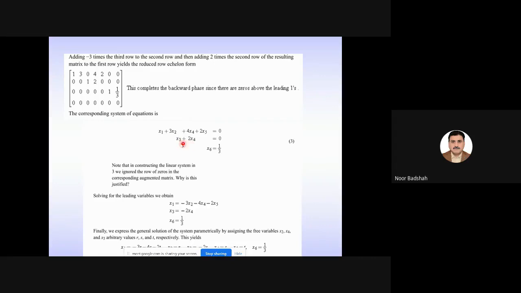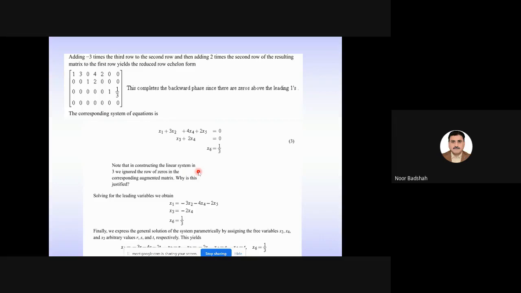From this equation, we can have x4 as a free variable. To introduce x4, you can take r. From this equation, we have 2 more free variables, x2 and x5. So 1 free variable from here and 2 free variables from here. So we get altogether 3 free variables, because the number of equations is 3 and the number of variables is 6. So there will be 6 minus 3, that is equal to 3 free variables.